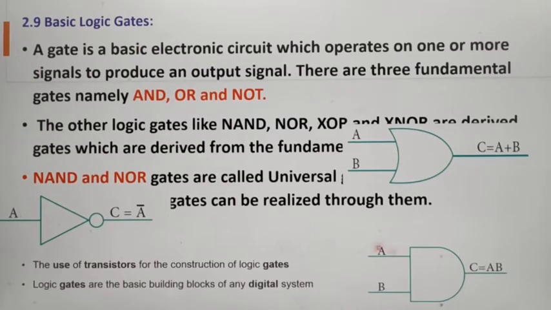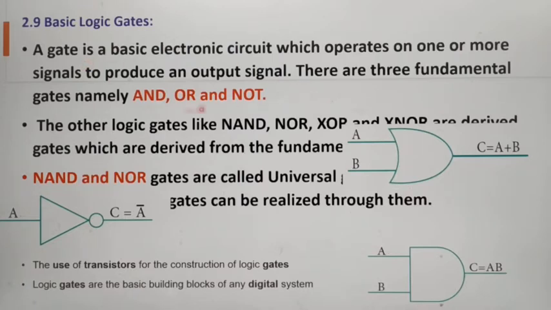See here, basic logic gates. First we can see what a gate is. A gate is a basic electronic circuit which operates on one or more signals to produce an output signal. Here is an example of logic gates. To produce a single output signal, it has to operate on one or more input signals. That is called a gate.